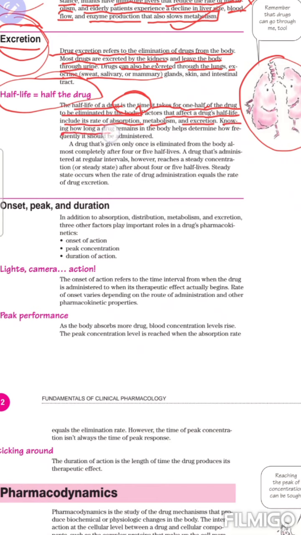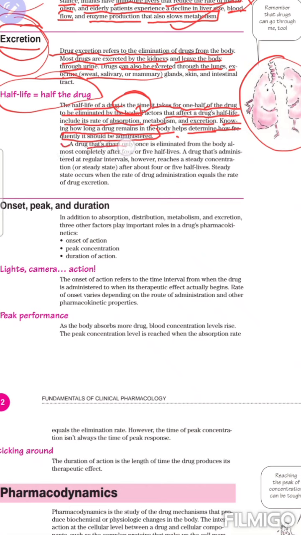Knowing how long a drug remains in the body helps to determine how frequently it should be administered. So the drug dose depends upon the half-life of the drug. Here it's written: knowing how long a drug remains in the body, meaning its half-life, helps to determine how frequently it should be administered.